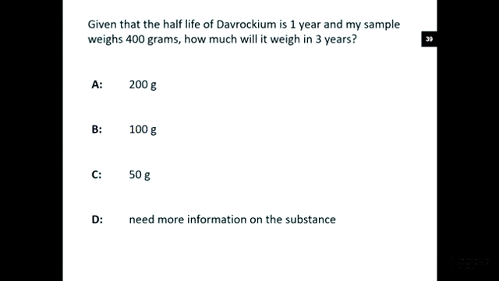So, again, I'm playing with that concept. Given that the half-life of davrochium is 1 year, and my sample weighs 400 grams, how much will this weigh in 3 years? If it's got a half-life of 1 year. No formulas, just concepts.